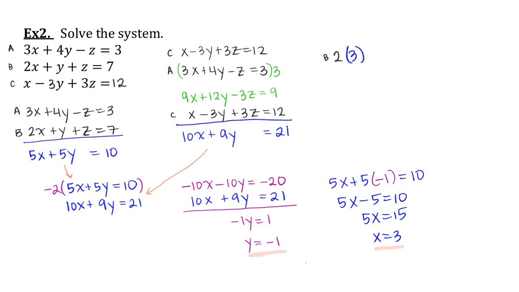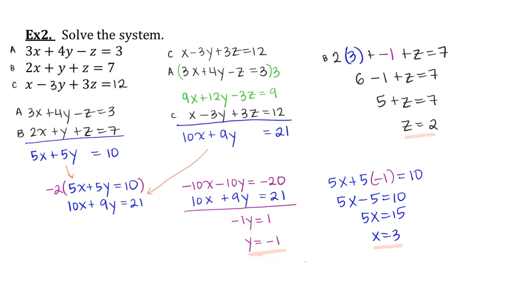Plus y. What was y? -1. Plus z equals 7. Does that look better? Let's try this. So 6 minus 1 plus z equals 7. 5 plus z equals 7. Minus the 5, z is 2. Okay, so after all that, I got z is 2.